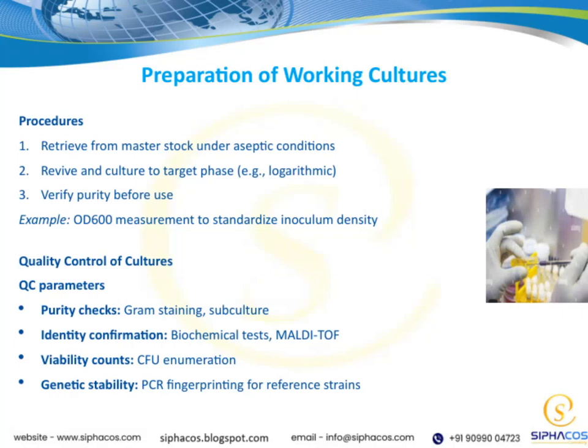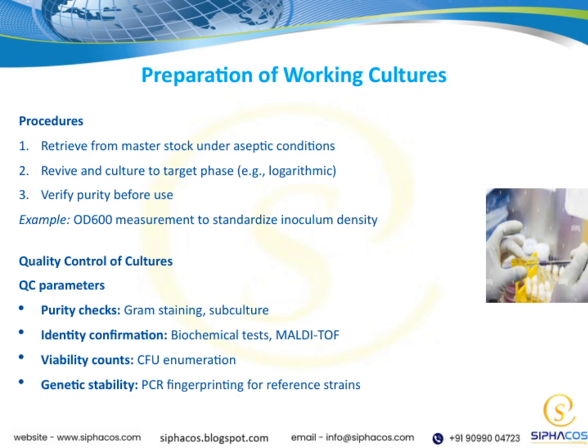Let's talk about the preparation of working cultures. First, we start by retrieving the cultures from the master stock, ensuring we do this under strict aseptic conditions to prevent contamination. Once we have the culture, we need to revive it and grow it until it reaches the target phase, typically the logarithmic or exponential growth phase, which is when the cells are most active. Before using these cultures, verifying their purity is crucial. For example, by measuring OD 600 to standardize the inoculum density, ensuring consistency across experiments.